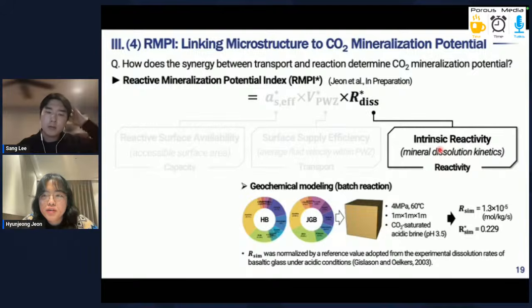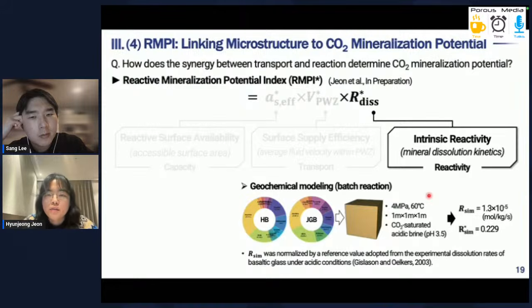Finally, the intrinsic reactivity represents the rock's chemical potential, and we calculated the cumulative dissolution rate using geochemical batch modeling for Hellisheidi and Jeju basalt under the reservoir conditions, which were based on the specific mineral composition from the geochemical analysis. We selected the dissolution rates as our proxy because the supply of divalent cations is the rate limiting step that governs carbonate precipitation. Since these cations are released during the matrix breakdown, dissolution kinetics can indicate the mineralization potential. In the same way, values were normalized against the basaltic glass dissolution data from the previous study for consistency. By integrating this reactivity with our capacity and transport terms, we establish a unified RMPI for a comprehensive quantitative evaluation.